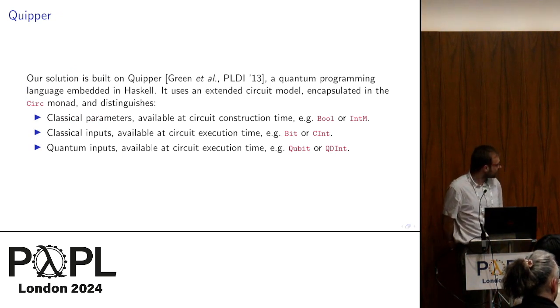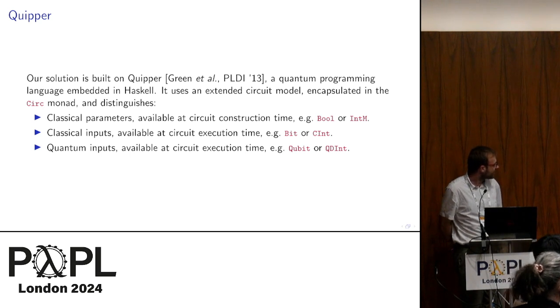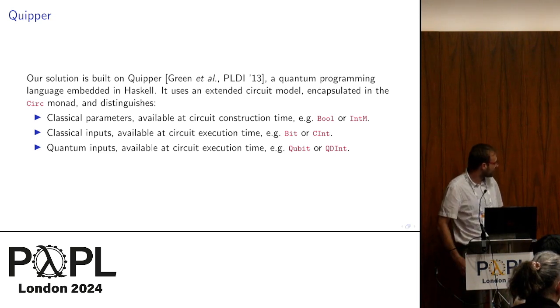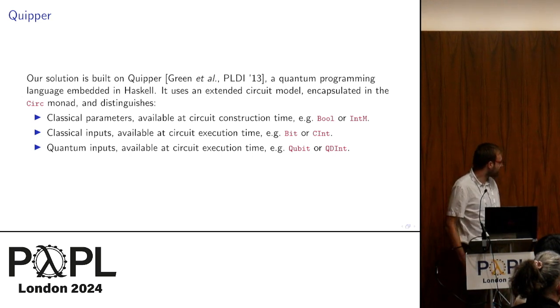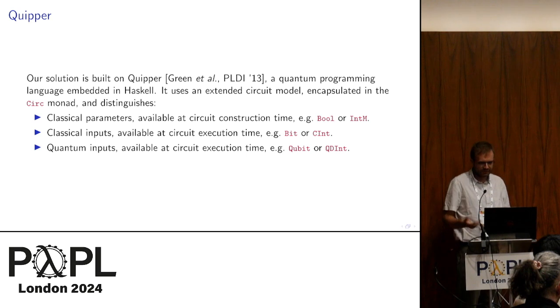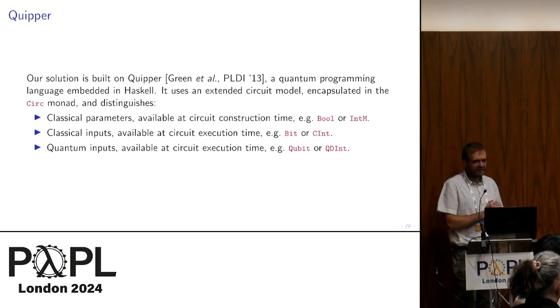So our solution is built on Quipper, which, as many of you probably know, is a quantum programming language embedded in Haskell. The points I want to point out here are that it uses the Circ monad to capture the effect of building circuits, and then it distinguishes between values that are available at circuit construction time. These can only be classical, and so they're called classical parameters.